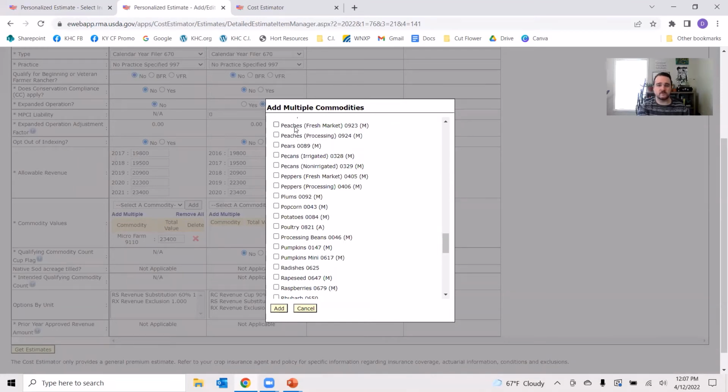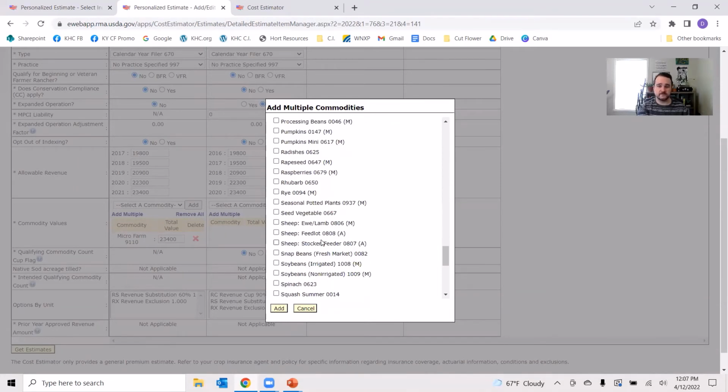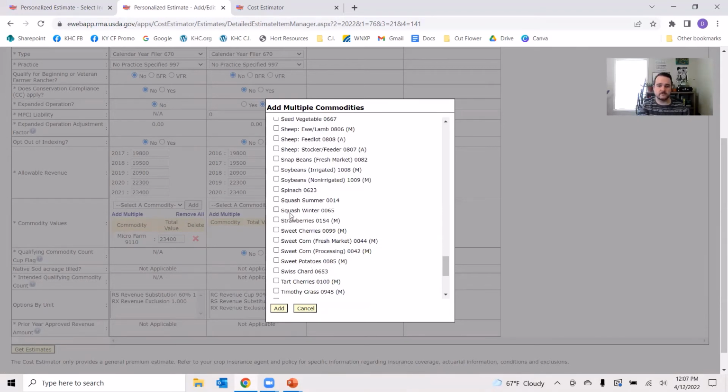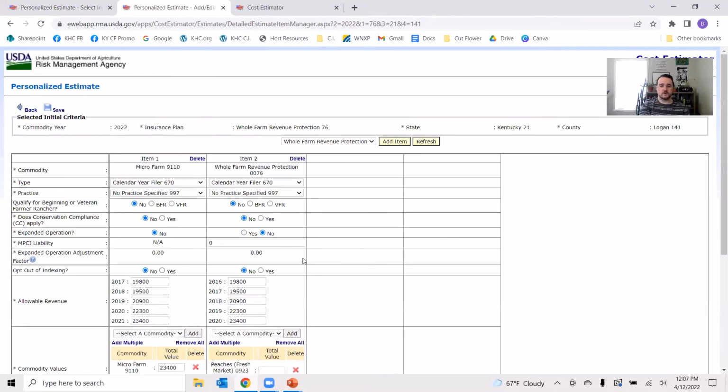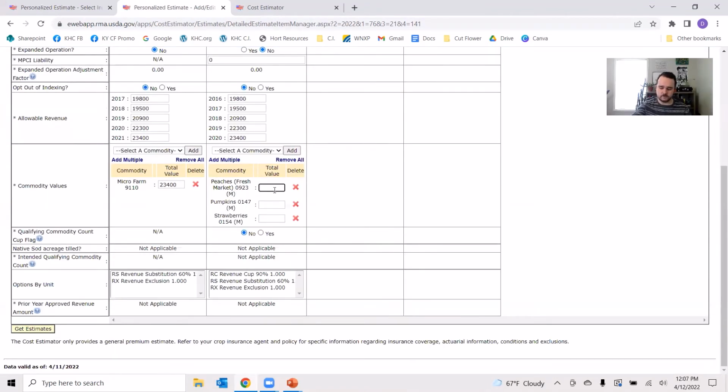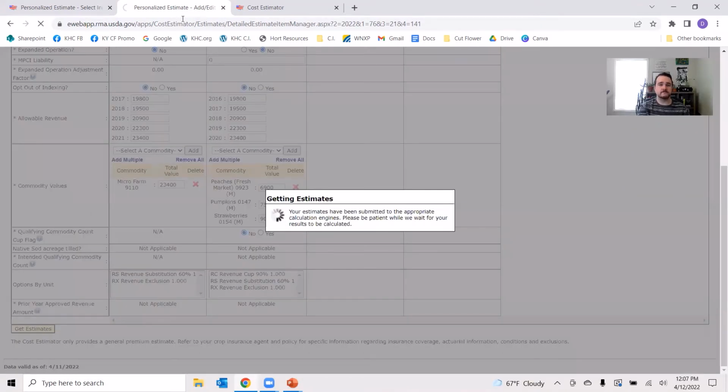So I'm going to go through, I'll select fresh market peaches, we have pumpkins, and then strawberries. And then it wants us to record each total value for those. So I'll go through and do that real quick. So 6,900 for peaches, 7,500 for pumpkins, and 9,000 for strawberries. The rest will all leave the same, and I'll click Get Estimates.